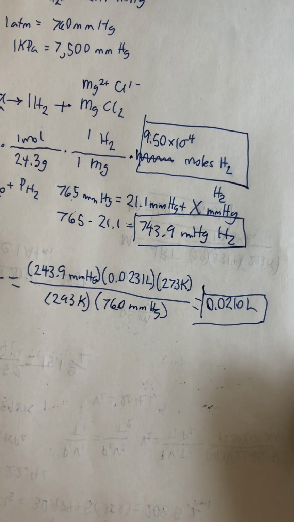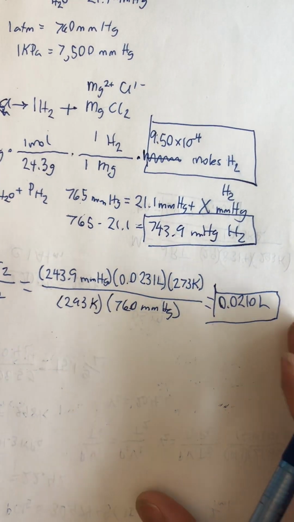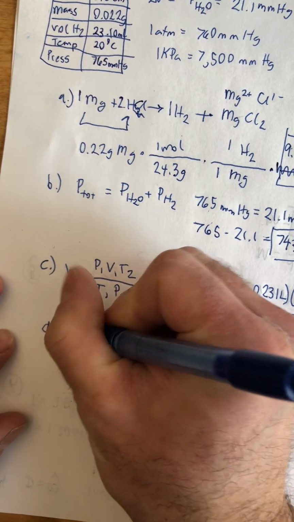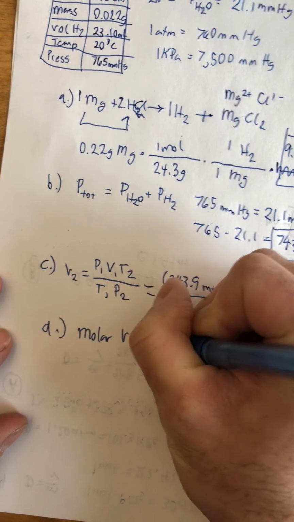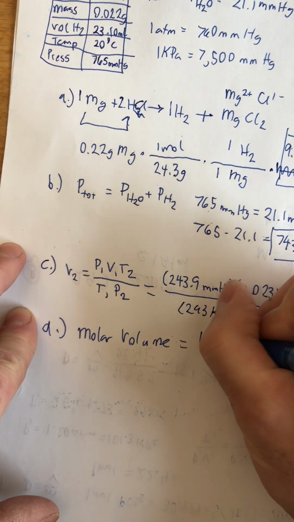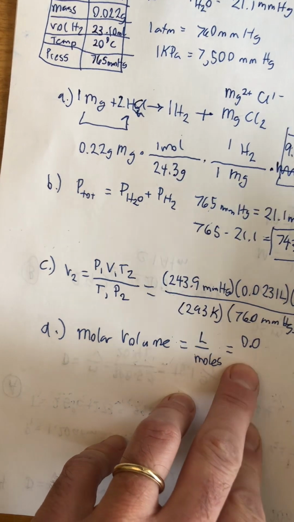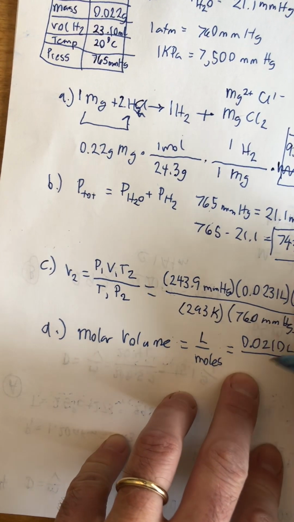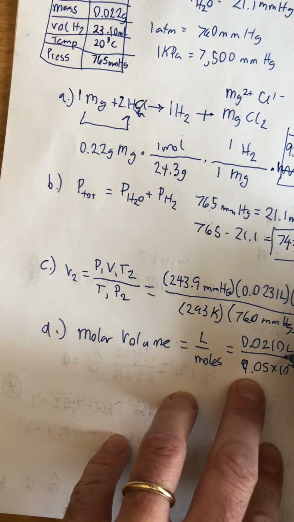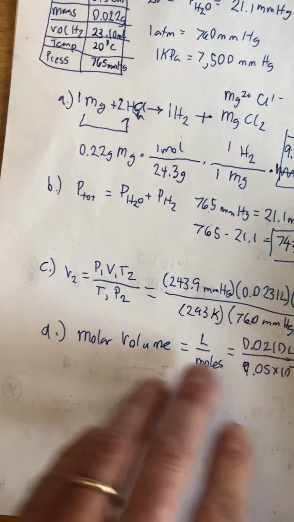Alright, which is pretty close to what we need, but we need to find the molar volume real quick. So molar volume is equal to liters over moles. And we currently have 0.0210 liters, and we have 9.05 times 10 to the negative 4 moles, which gives us 23.2 liters per mole.